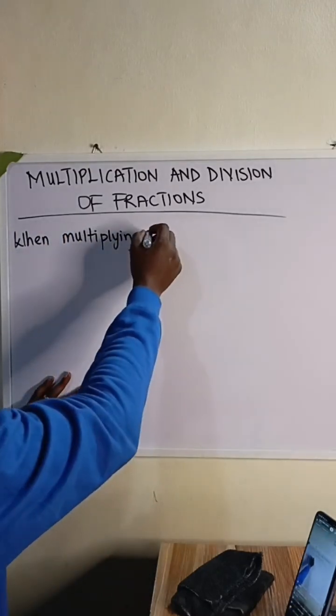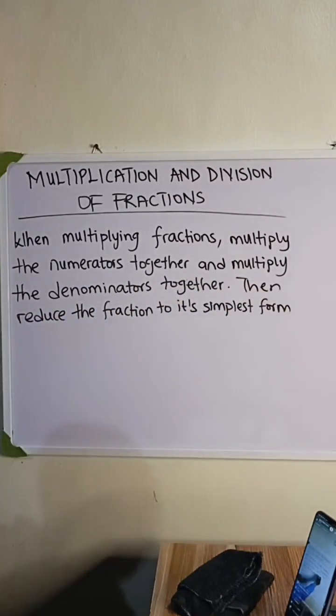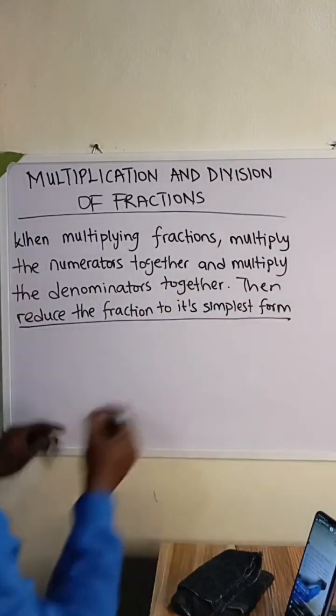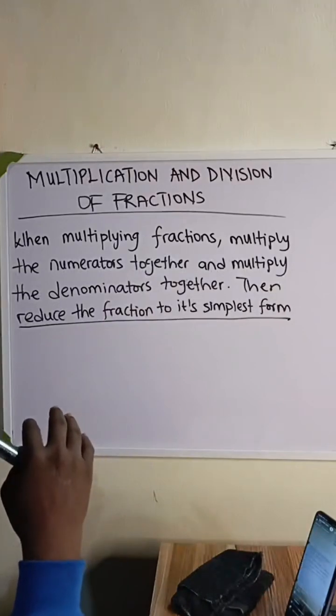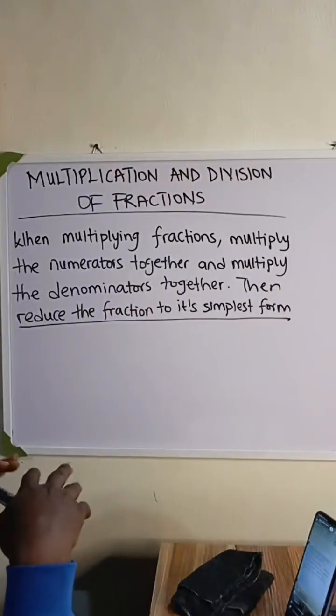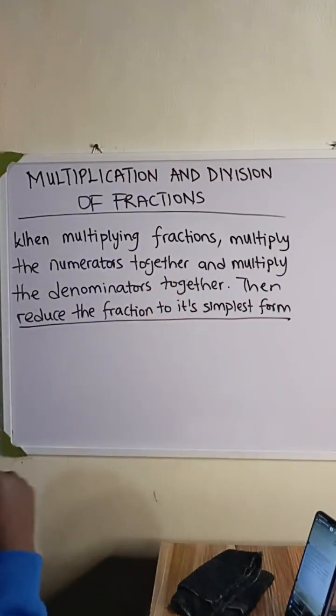Multiplication and division of fractions. We're just going to go straight to examples. So we have looked at this in our previous class. We've seen how to reduce a fraction to its simplest form. So when you are multiplying fractions, what you need to do is multiply the numerators together, multiply the denominators together, and then reduce the resultant fraction to its simplest form. Let's see an example.